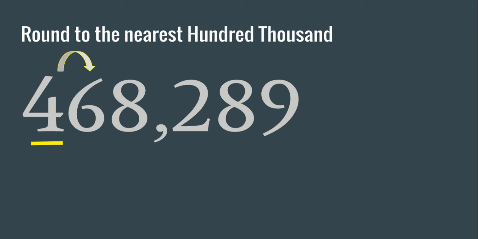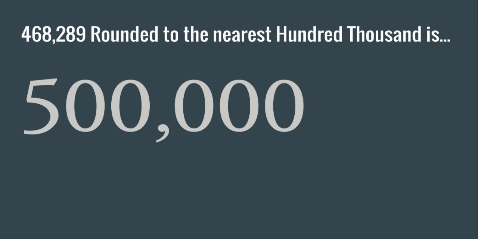You should have noticed that the 4 is in the 100,000 spot. If you look next door, we have a 6. The rule we followed is that if it's a 5 to 9, we raise it 1, so we change the 4 to a 5. And then we change the rest to zeros, so 468,289 rounded to the nearest 100,000 is 500,000.